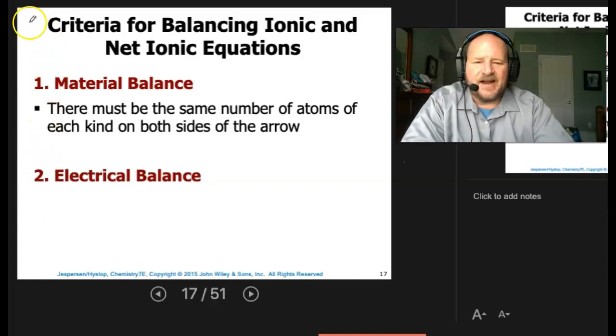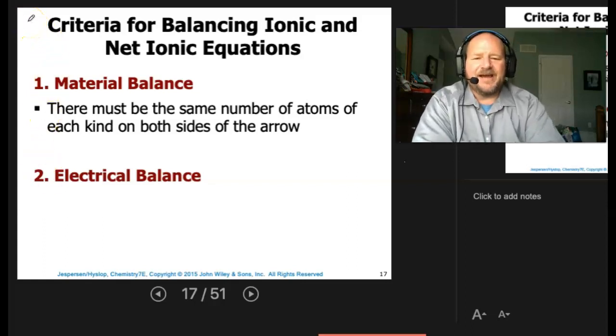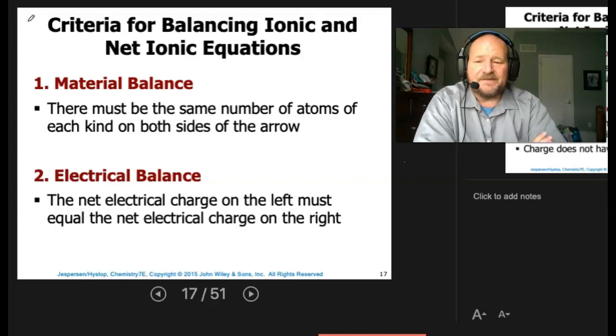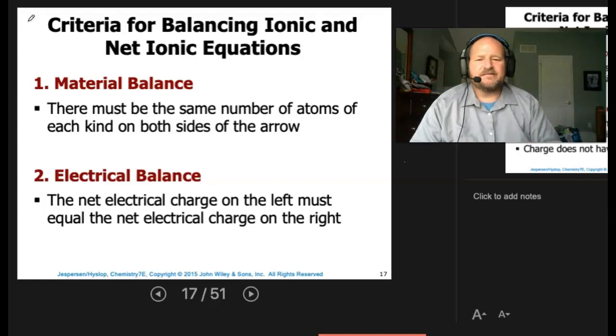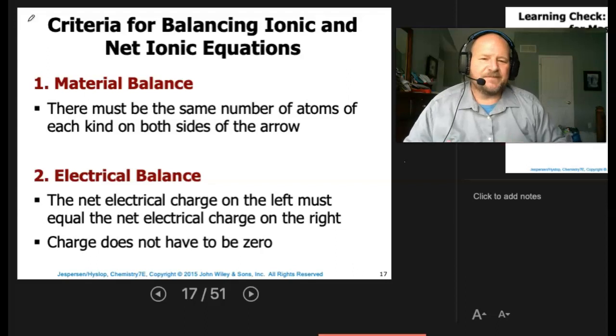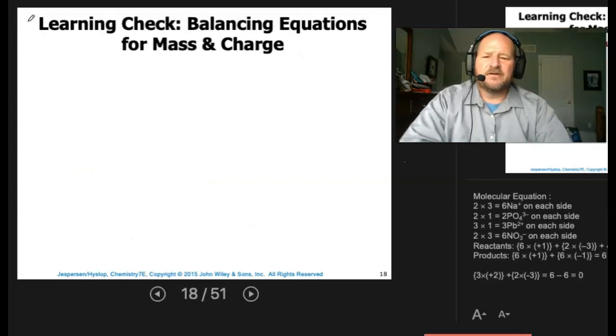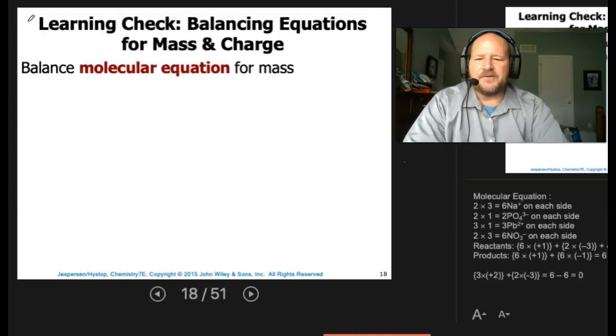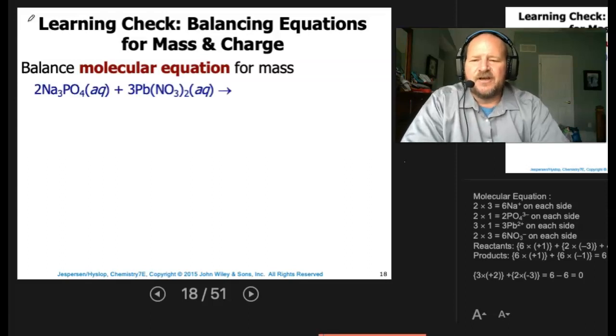So when we're looking at net ionic equations, we could have a charge balance that's not 0, but it does have to be the same on both sides. Okay, so to be electrically balanced, they both have to have the same charge, but it just means that charge doesn't have to be 0. All right, so learning check for balancing equations for mass and charge. Balance the molecular equation for mass.